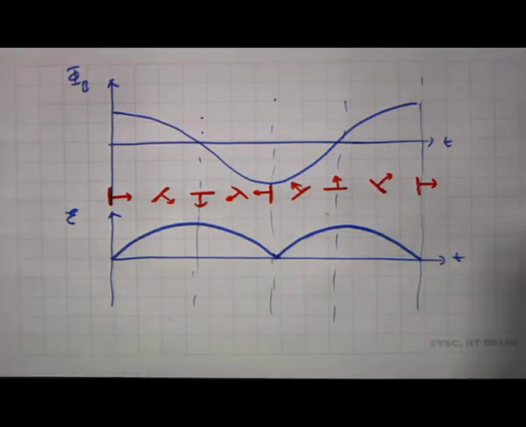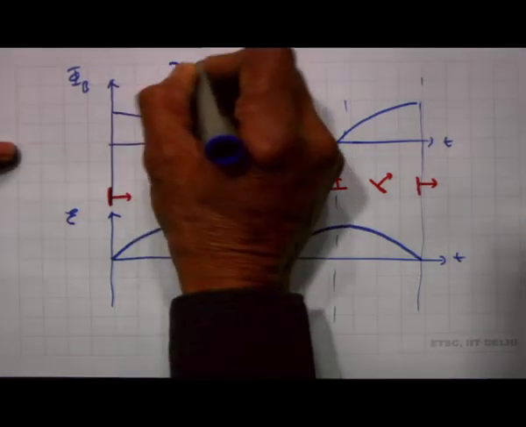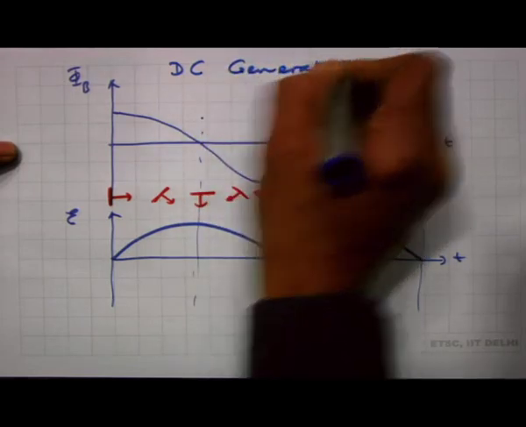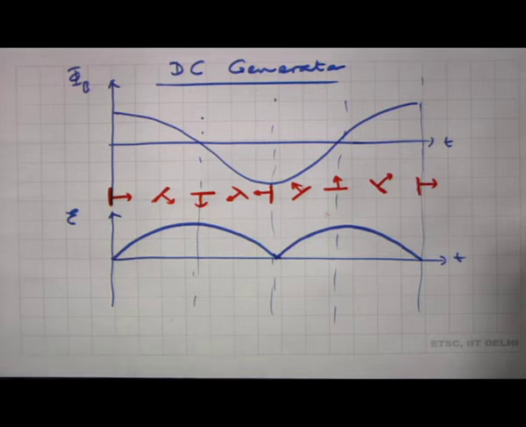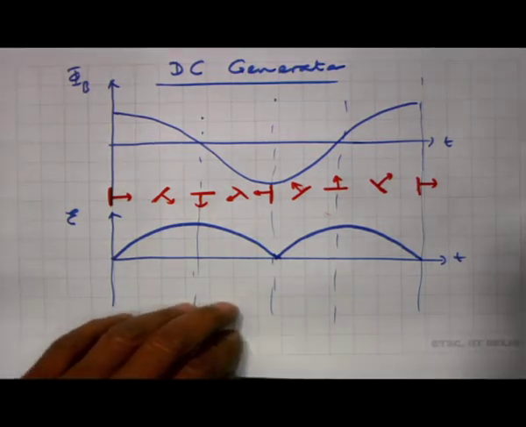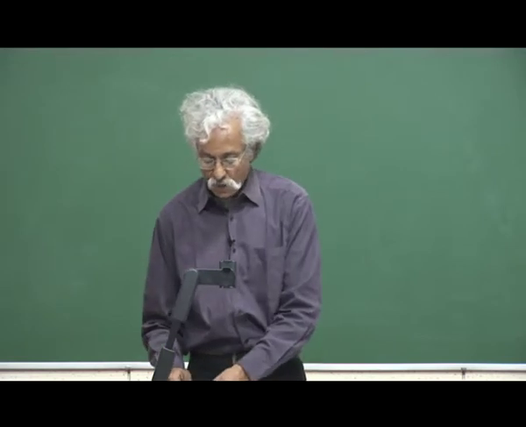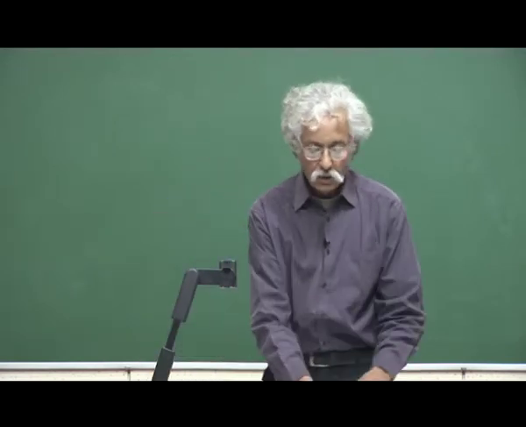So, instead of generating an alternating current, you are generating a current in the same direction, and so you can actually have what is called a DC generator. That is the current in the same direction as always, and so you can modify the design of the generator to have either an AC current generated or a DC current generated.